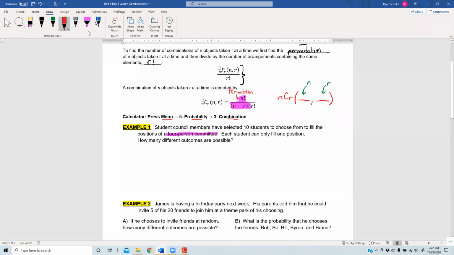So since we're doing a committee, there's two things to note here. First thing, order does not matter. It's a committee. Who cares the order you get picked in? Order does not matter. You're picked. That's all that matters. And then the second thing is, it is without replacement. When they only say that you can fill one position, that means without replacement. You can't have one person in two positions. So these two right here tell you that it's a combination.